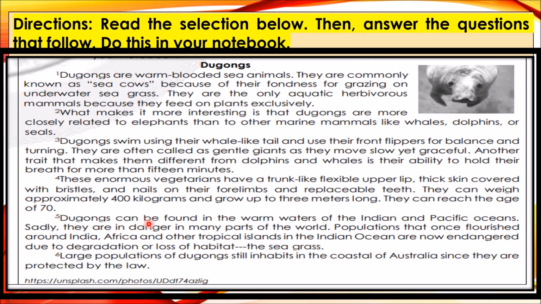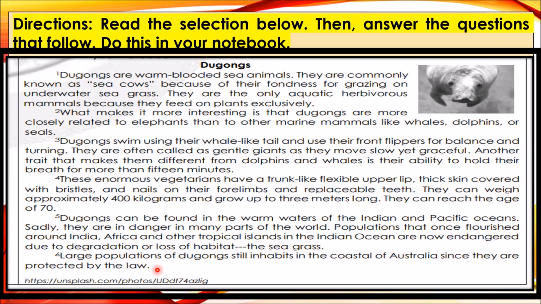Dugongs can be found in the warm waters of the Indian and Pacific Oceans. Sadly, they are endangered in many parts of the world. Populations that once flourished around India, Africa, and other tropical islands in the Indian Ocean are now endangered due to degradation or loss of habitat, the seagrass. Large populations of dugong still inhabit the coast of Australia since they are protected by law.